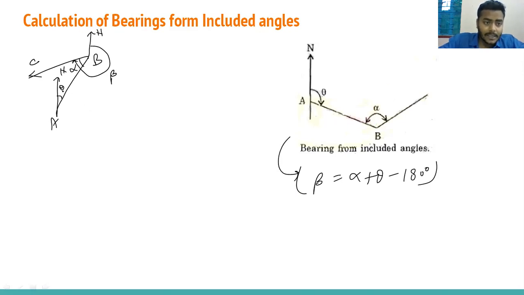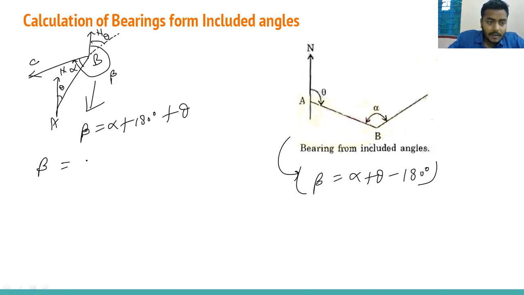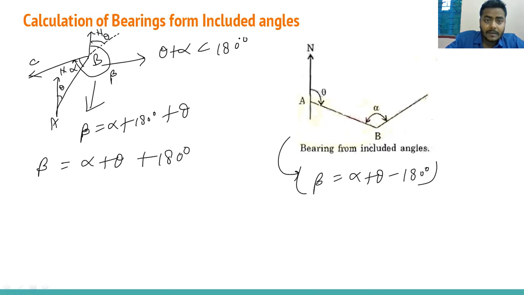So in this case, what expression can we write? Tell me. So this is theta, right? So what will be this value? Just extend the line AB. We'll get this value is theta. So we can write from this expression beta is equal to alpha, reach here, then 180 degree, then plus theta. What expression are we getting? Alpha plus theta plus 180 degree. Because you can see this is the case where theta plus alpha is less than 180 degree. So in this case, we are getting this expression.